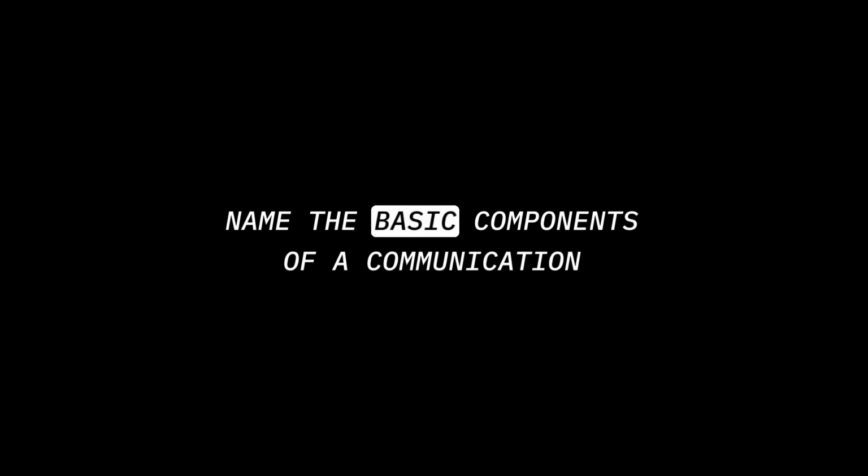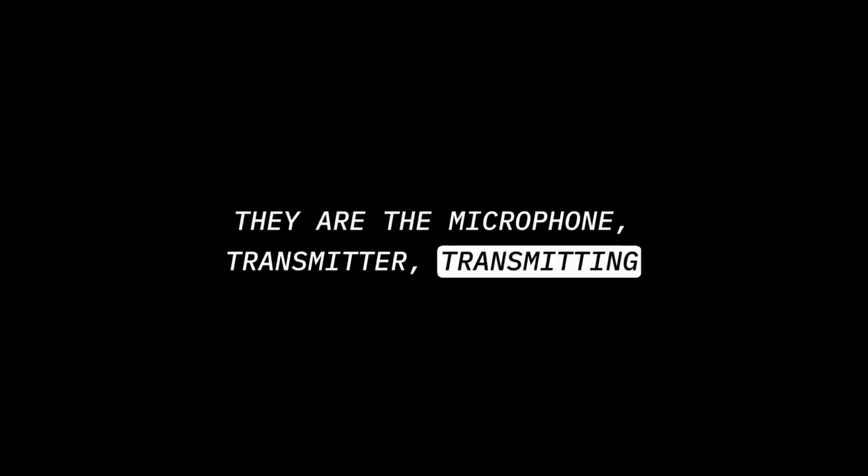This episode will cover communication and navigation systems. What is the actuating element component of an autopilot system? It is the servo. Name the basic components of a communication system. They are the microphone, transmitter, transmitting antenna, receiving antenna, receiver, and headset or loudspeaker.